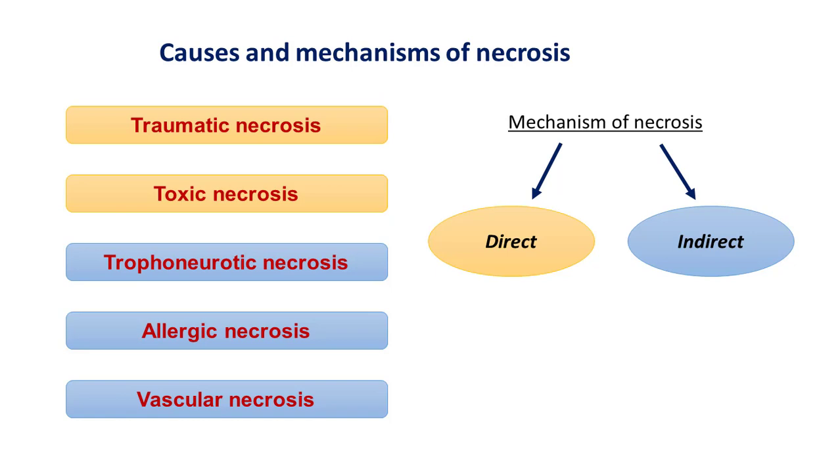According to the mechanism of necrosis development, two types are distinguished: direct necrosis and indirect necrosis. In direct necrosis, the pathologic agent influences the cell or tissue directly, causing their death. In indirect necrosis, the pathologic agent leads to the appearance of some pathological processes which lead to cell or tissue necrosis. Traumatic and toxic necrosis belong to direct necrosis, whereas in trophoneuritic, allergic, and vascular necrosis, an indirect mechanism is present.